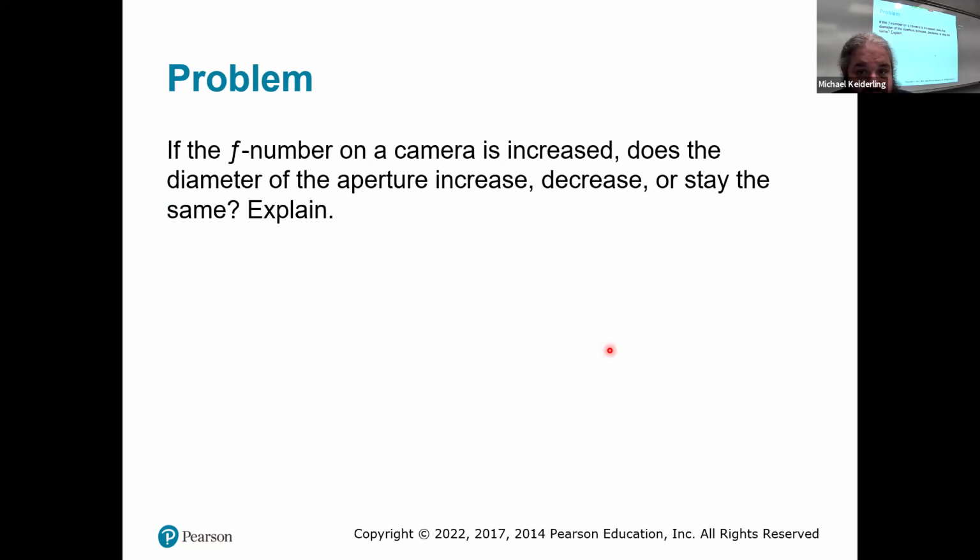If the F number on a camera is increased, does the diameter of the aperture increase, decrease, or stay the same? So I'll give you a minute to think about that.